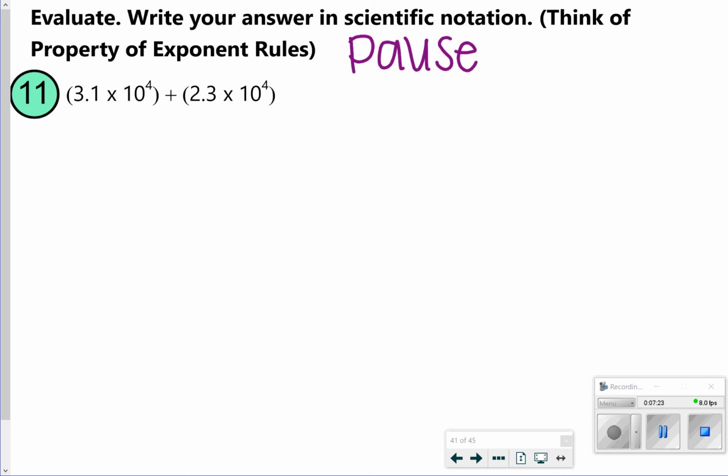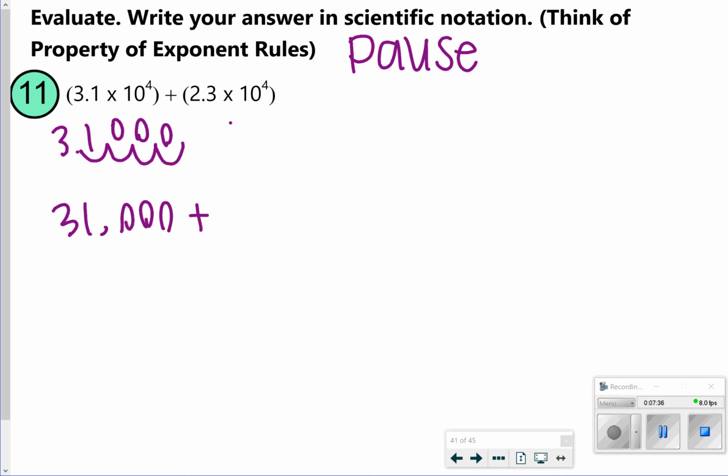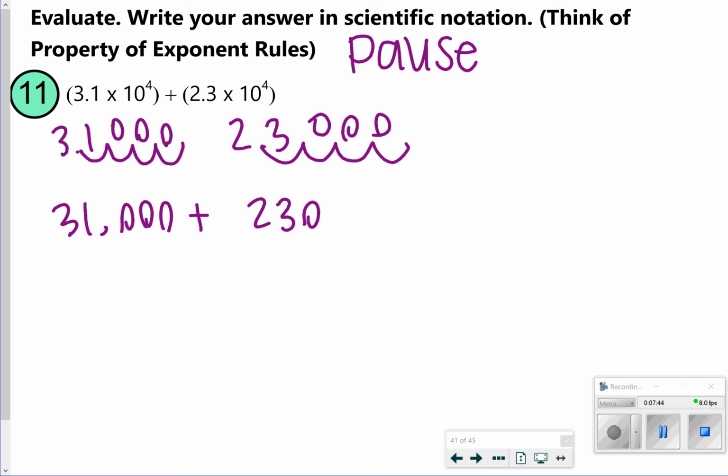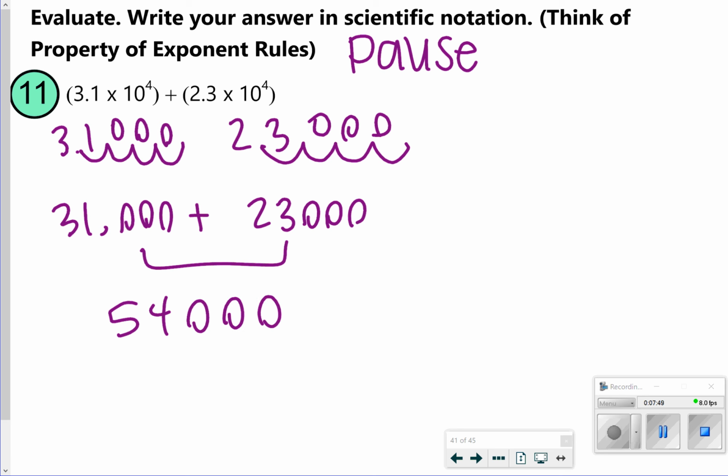Alright, so what you could have done is just started with 3.1 and done your 4 movements to the right. 1, 2, 3, 4. So that's 31,000 plus 2.3 with also 4 movements to the right. 1, 2, 3, 4, which is also 23,000. And when you add those together, you get 54,000. But you don't want to keep your answer in standard form. You want it back in scientific notation. So your final answer should be 5.4 times 10 to the 4th power.